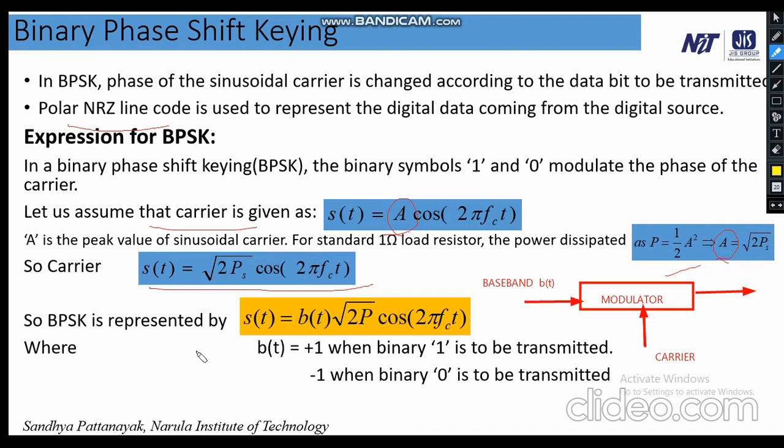Now, the modulated waveform is represented as s(t) equal to b(t) multiplied with root over 2Ps cos 2 pi fc t, where b(t) is equal to positive voltage for binary 1 and negative voltage for binary 0. I'll be further explaining the equations. Let's go to the next slide now.